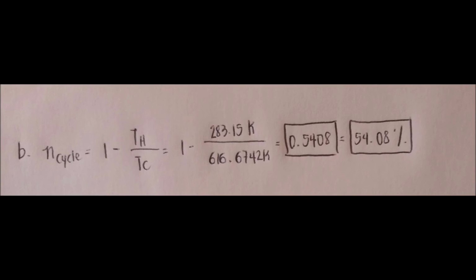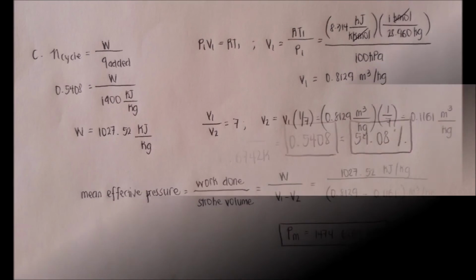In getting the thermal efficiency of the cycle, we will use the Carnot equation, efficiency is equals to 1 minus Th over Tc, where Th is the hotter temp, equivalent to 283.15 Kelvin, and Tc, the colder temp, equivalent to 616.6742 Kelvin, giving us a thermal efficiency of the cycle equivalent to 0.5408 or 54.08%.